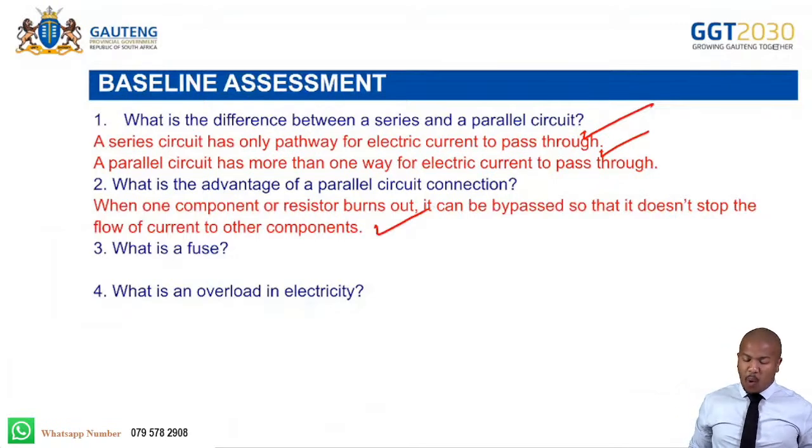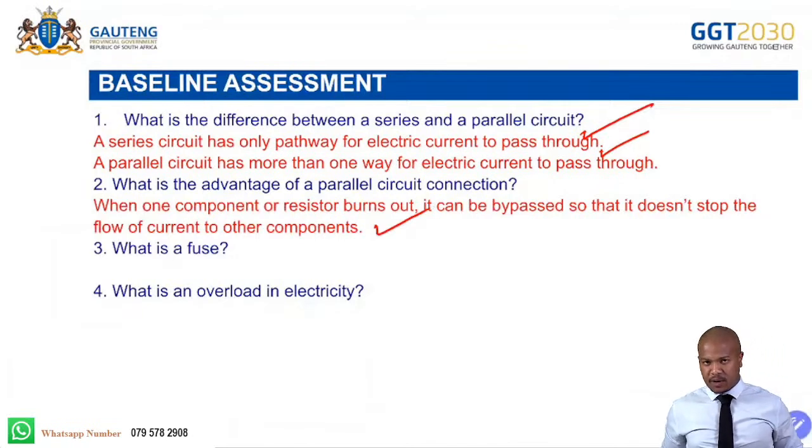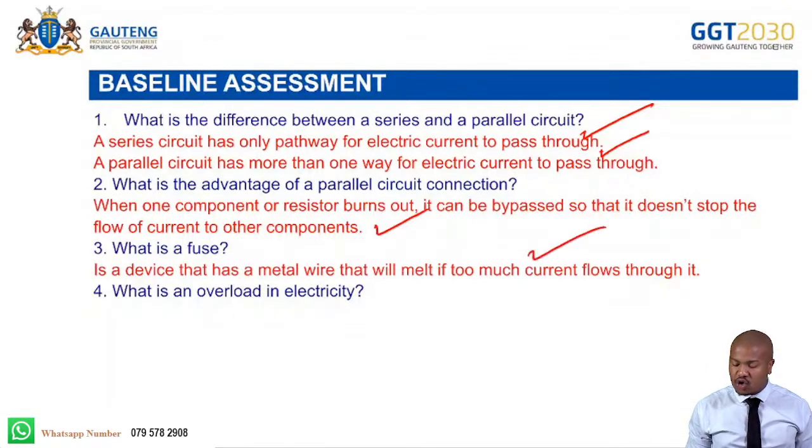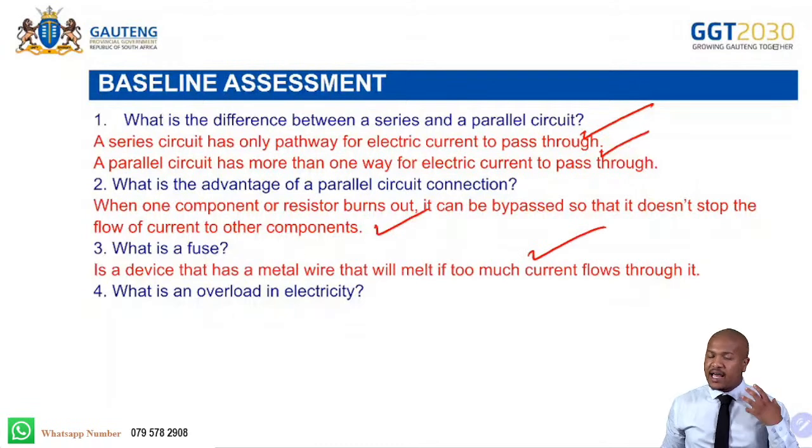Now, number three, what is a fuse? A fuse is a safety device that has a metal wire that will melt if too much current flows through it. So it's a safety device that is used to control the amount of current entering a circuit.